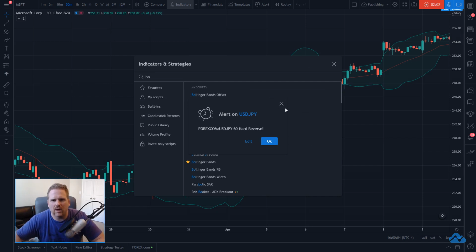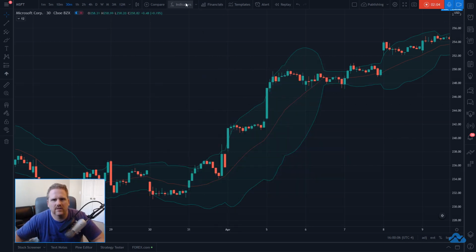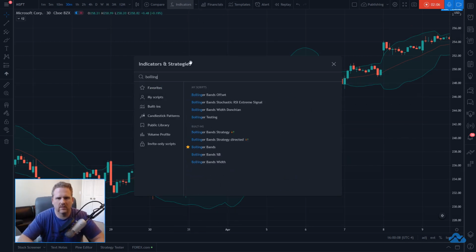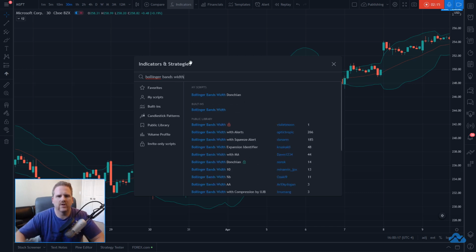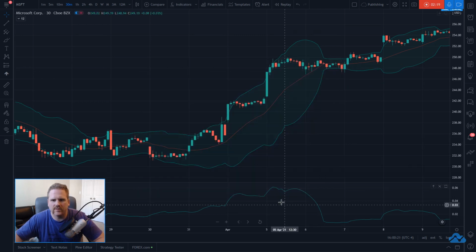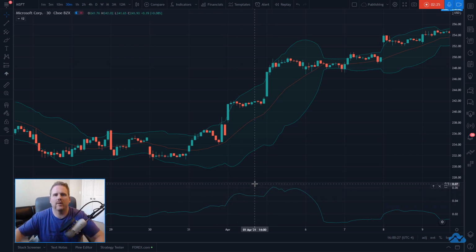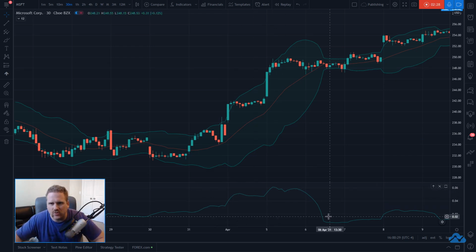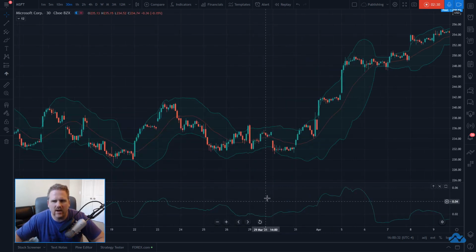Looking for Bollinger Bands Width. So this is actually a default indicator in TradingView. And so we can see how as price was expanding, the width of the Bollinger Band was going up, up, up. But then it comes back and it contracts right here. So we can see it going up and down.